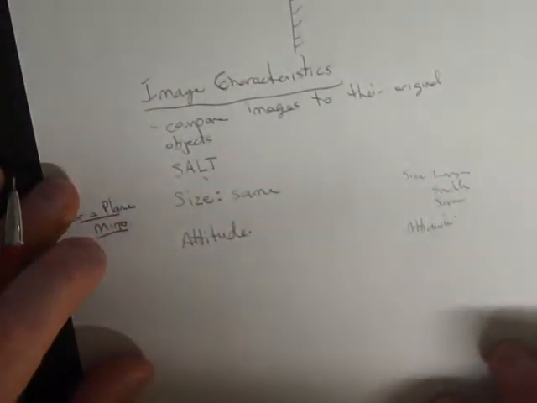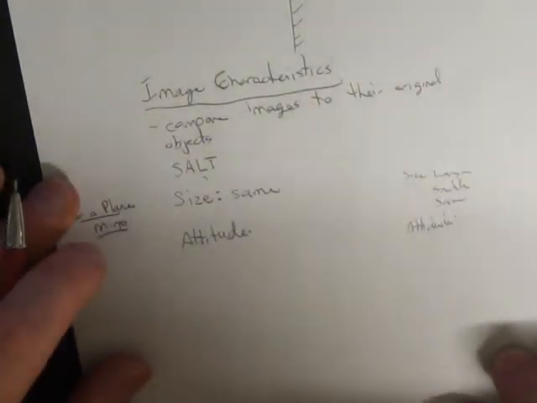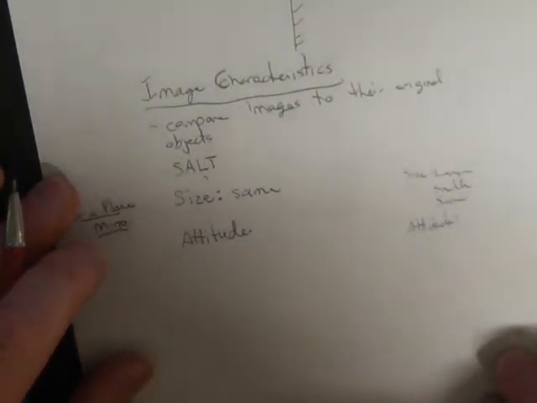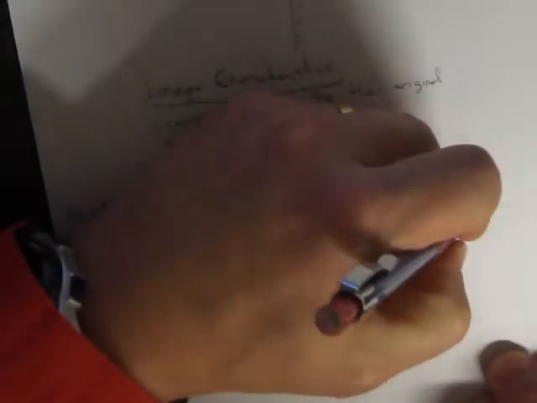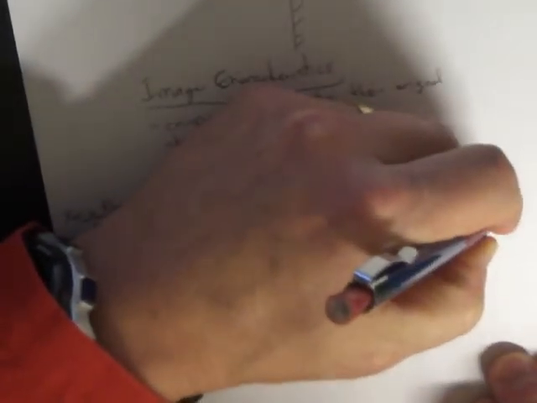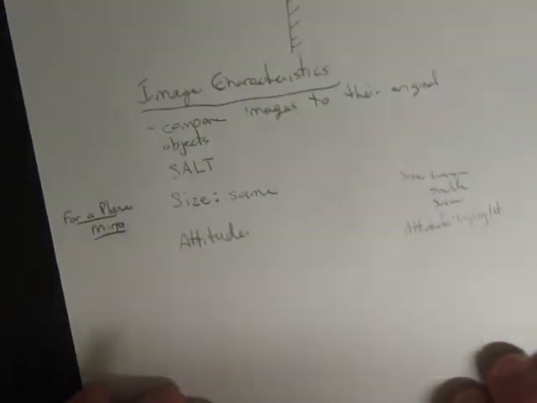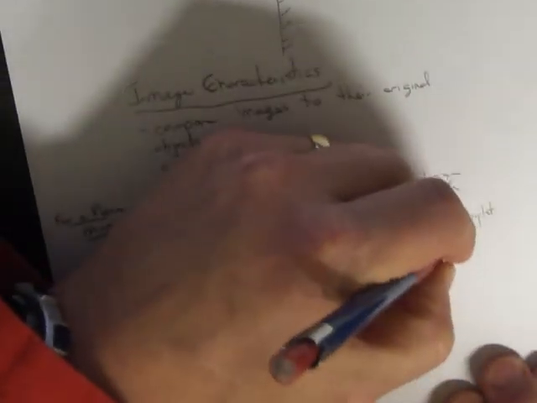Attitude isn't whether it looks happy or sad, because it's got like a bad attitude. It has nothing to do with that. There are 2 options for attitude. It's either upright or upside down. We say inverted.